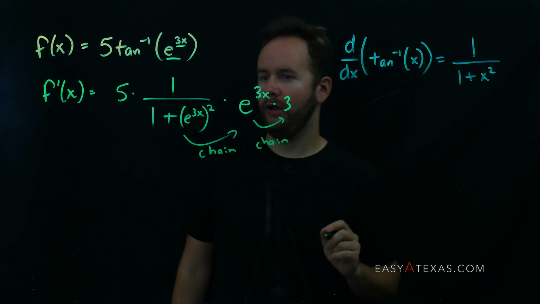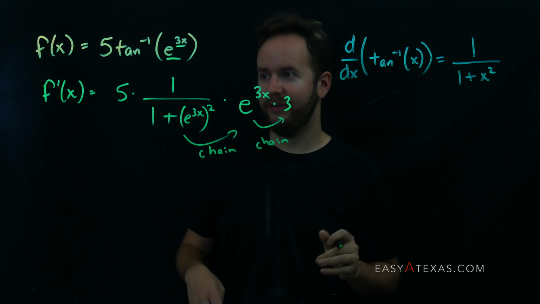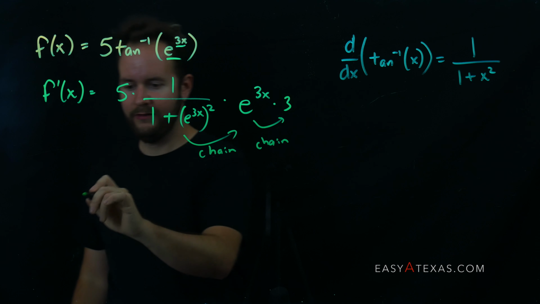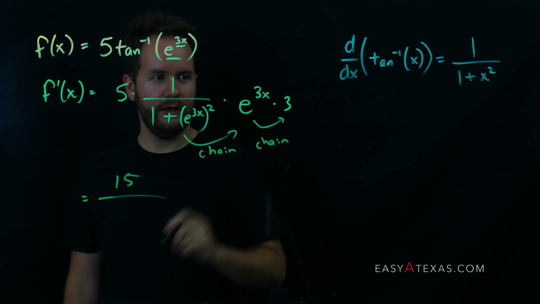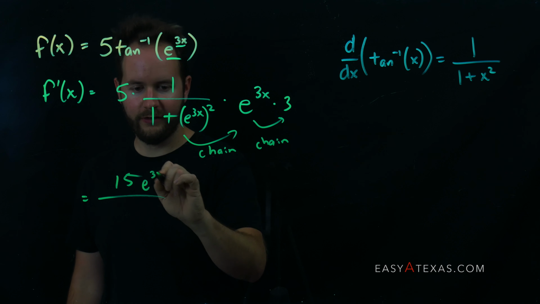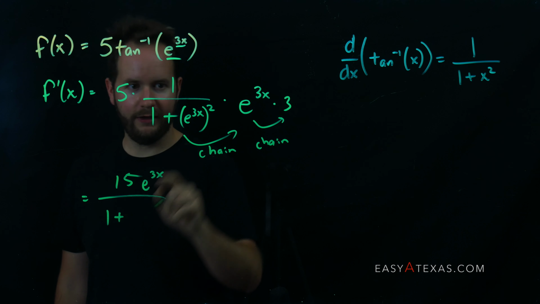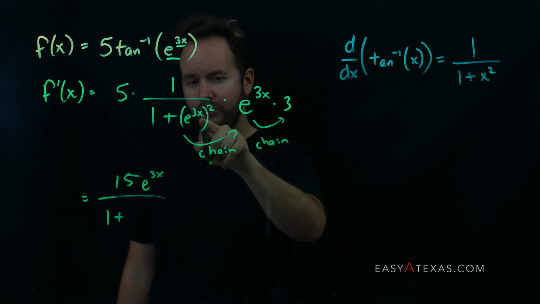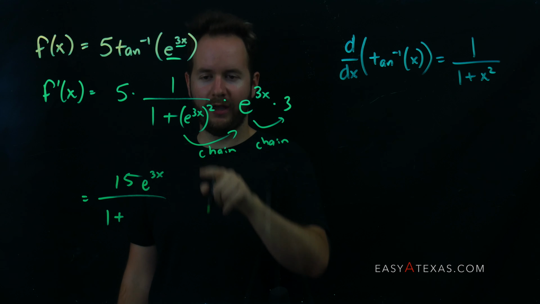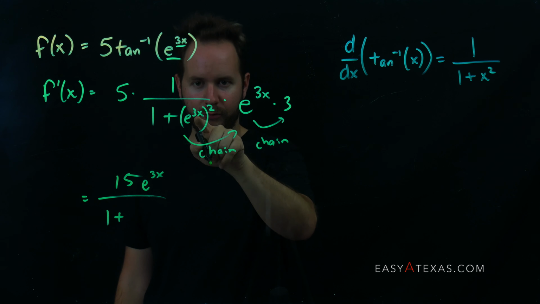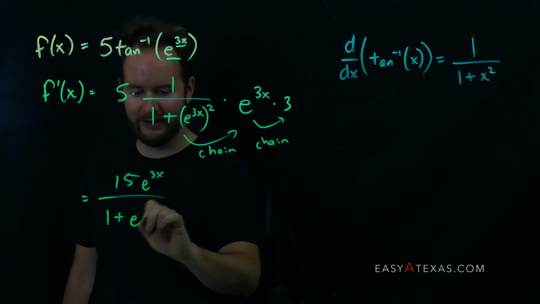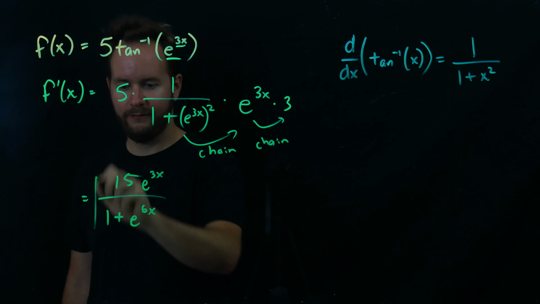Okay, now let's clean this up a little bit. We can do a little bit of simplification. 3 times 5 is 15. And we have an e to the 3x that also sits in the numerator, all divided by 1 plus e to the 3x squared. When you do a power to a power, when you're doing exponents, you multiply those powers. So 3x times 2 is 6x, and that gives us e to the 6x for our final answer.